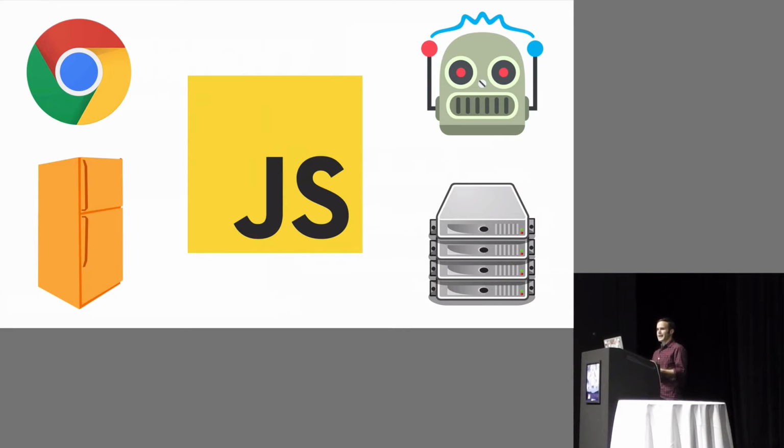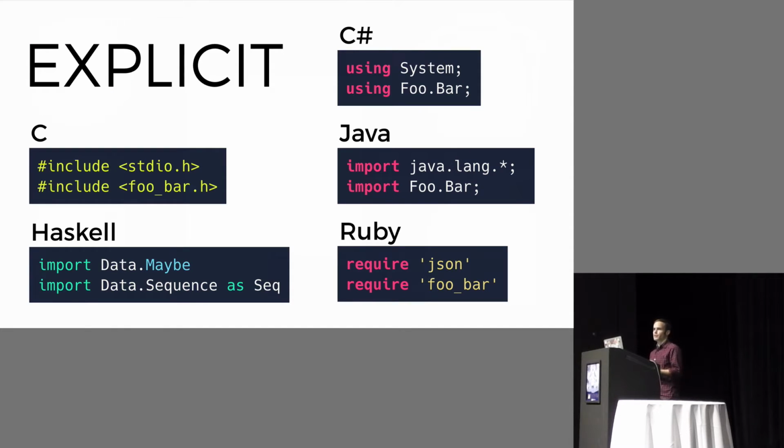But historically, it has had a problem with dealing with modular code and how to have explicit dependencies. If we look at other languages like C#, Java, Ruby, Haskell, they all have some sort of affordance for importing dependencies, declaring what this particular file is going to depend on and use.